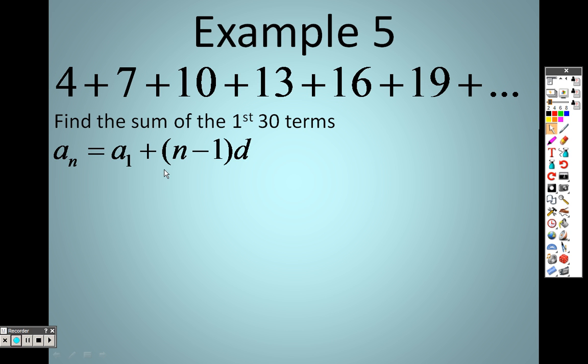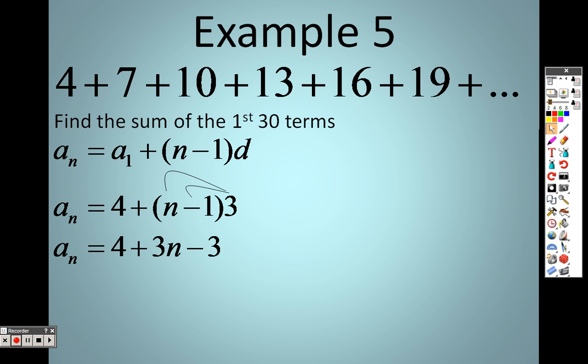So let's find out what the equation is first when we're doing this problem. And I know that the first term is a sub 1, so I can plug a 4 in there. I know that d, the constant term, is 3 because it's going up by 3 every time. And since it wants to find the sum of the first 30 terms, I could eventually figure out what n is from there, but let's just distribute, and we're going to find out what the actual equation is.